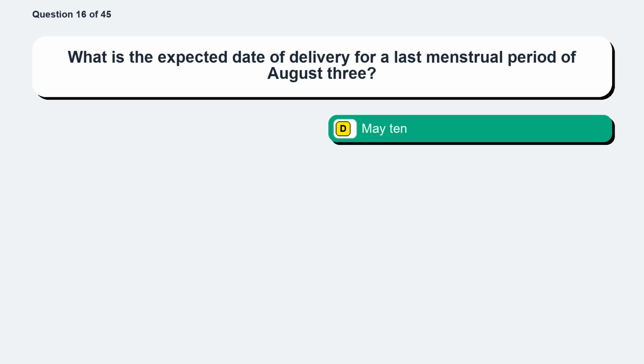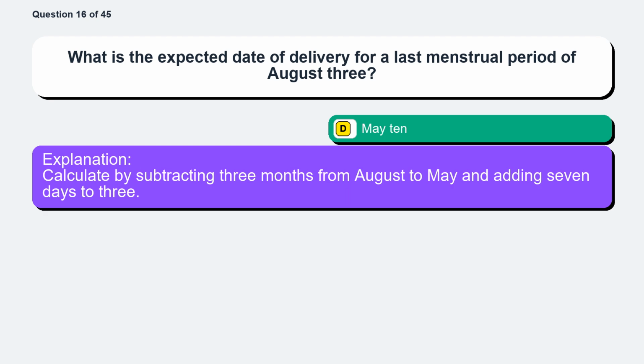The correct answer is option D, May 10. Calculate by subtracting 3 months from August to May and adding 7 days to 3.